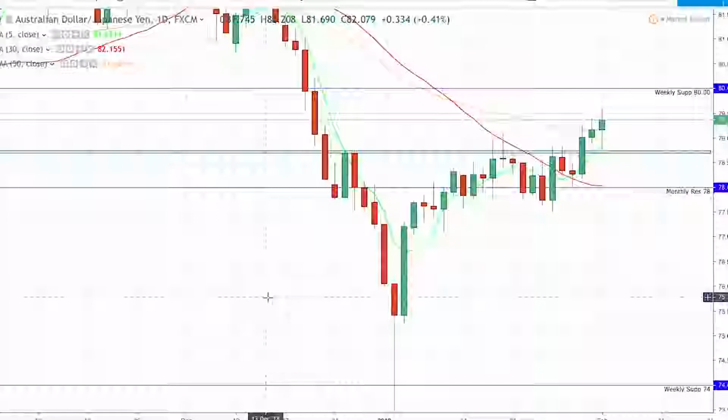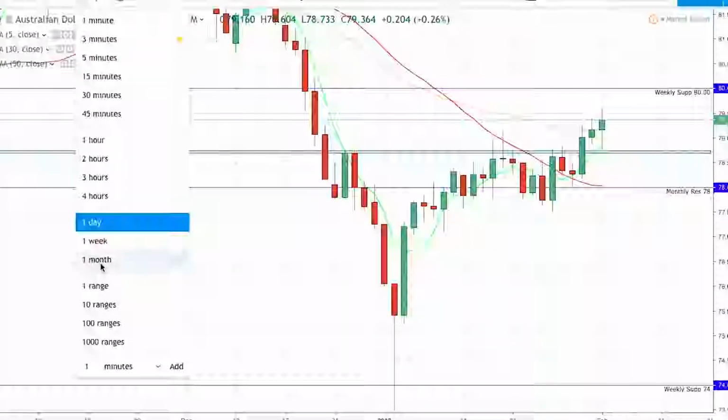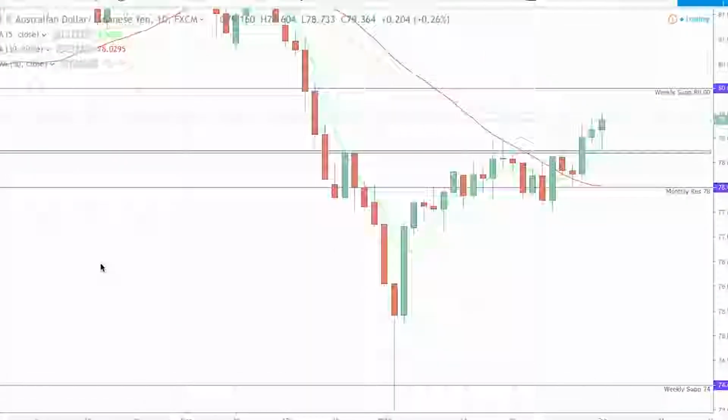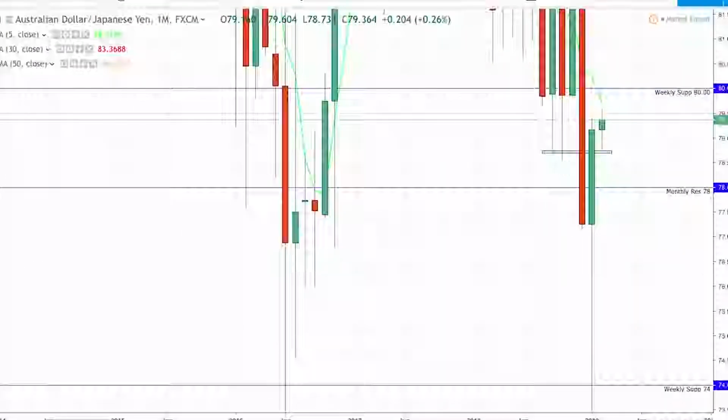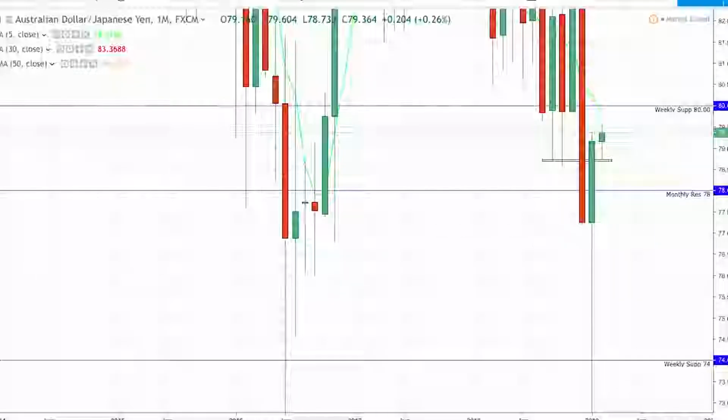So the first one I'm going to go over is this AUD yen. This is a currency pair that I quite enjoy trading. I do like the yen pairs. I think they offer some very exciting moves, and they do move often through the night as well as during the day, which means there's plenty of opportunity to trade.